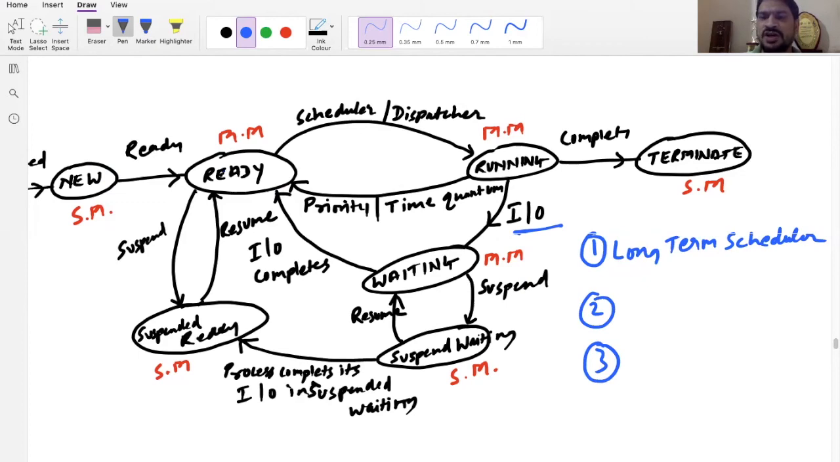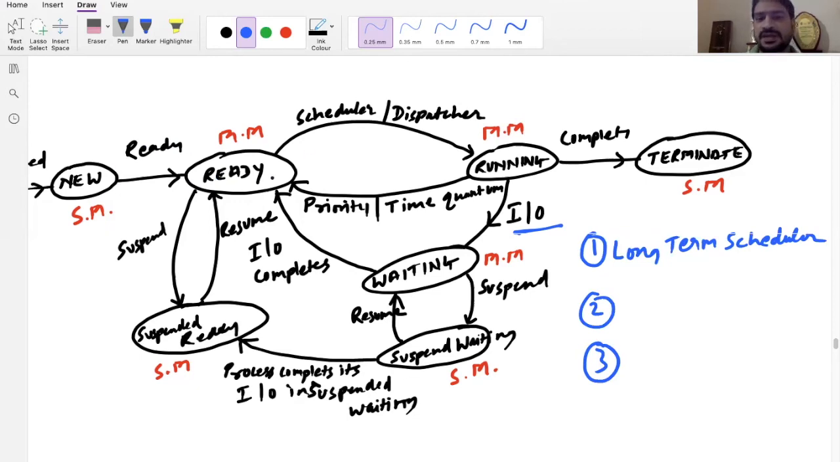Why do we say it is a long-term scheduler? Because here long-term processing will be done, and it will be decided which particular process has to be chosen, because in the ready queue we may have 100 or 200 processes, depending upon the main memory and how much the operating system can accommodate. So that particular decision is a long-term decision. That's why the long-term scheduler works here.